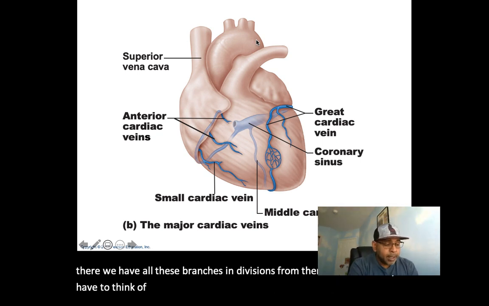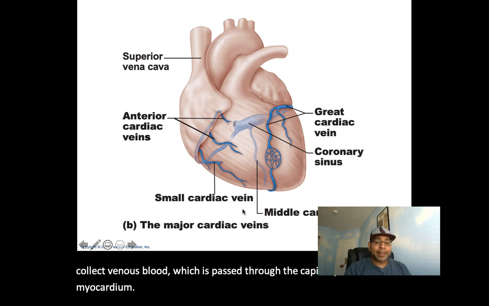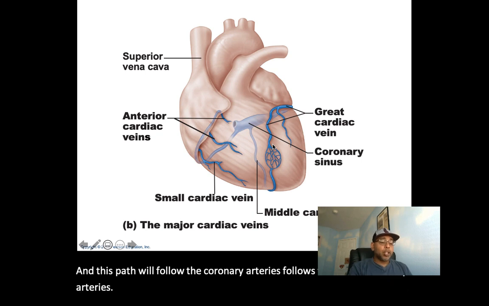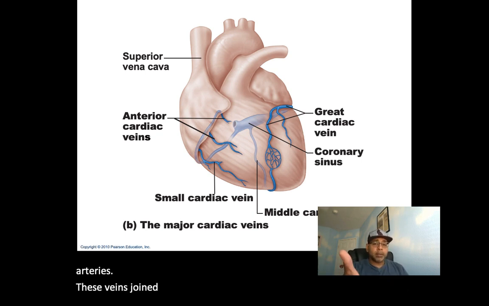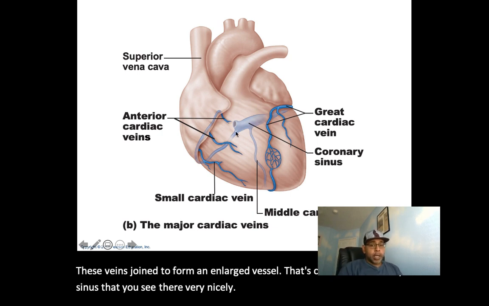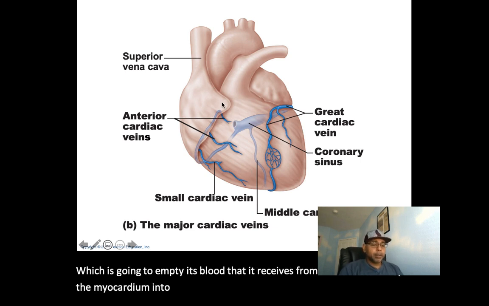When we talk veins, the cardiac veins are going to collect venous blood, which is passed through the capillary beds of the myocardium. And this path follows that of the coronary arteries. These veins join to form an enlarged vessel called the coronary sinus that you see there very nicely, which is going to empty the blood it receives from the myocardium into the right atrium.